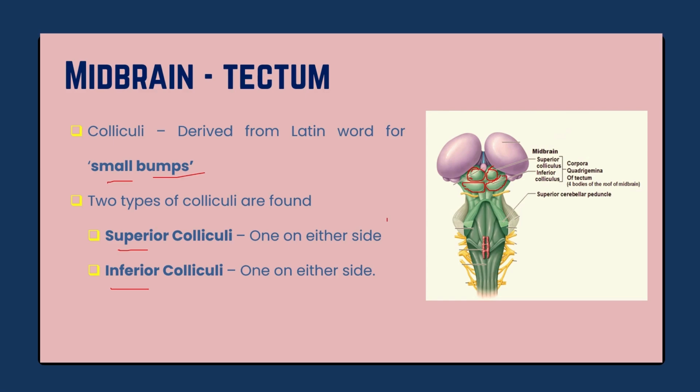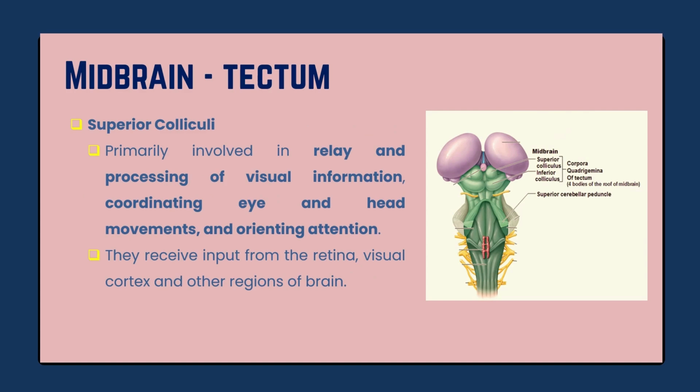All right. So the tectum has 4 colliculi, 2 on either side: one superior colliculi and one inferior colliculi on one side, and another superior colliculi and inferior colliculi on the other side. The superior colliculi is primarily involved in relay and processing of visual information, which means it would be coordinating the eye and head movements and orienting the attention.